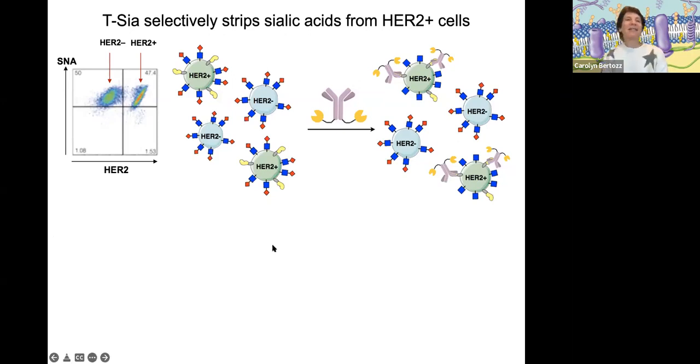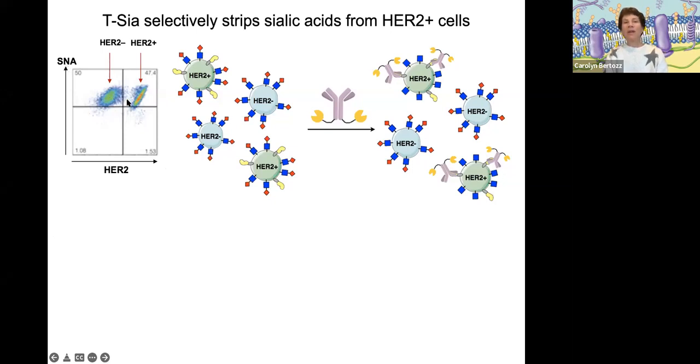So to test the selectivity of this reagent, what Melissa did is she set up reactions where she had mixed together cells that were HER2 negative and HER2 positive in the same tube, both cell types having roughly the same amount of cell surface sialic acid. And we can quantify the sialic acids by staining our cells with a lectin called SNA, and then analyzing them by flow cytometry. And so you can see this two-color plot where the HER2 is on the x-axis and the SNA staining is on the y-axis.